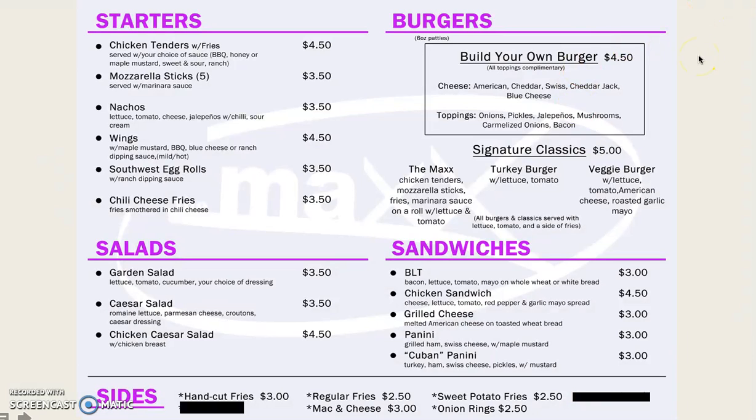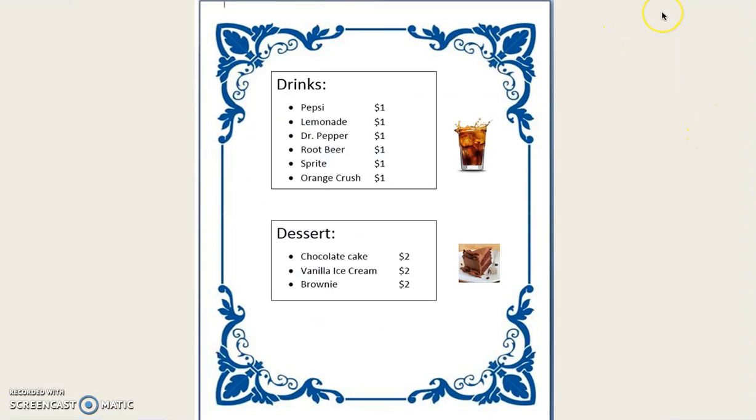And here's just a sample of one of the menus that we will be using. So starters and appetizers are right here. Burgers, sandwiches, salads, and sides at the bottom. So this is one of the menus that you will be using with students. This is the other menu. This one includes drinks and desserts, and as you can tell, both menus do have prices on them. This will be used at the end of the lesson.